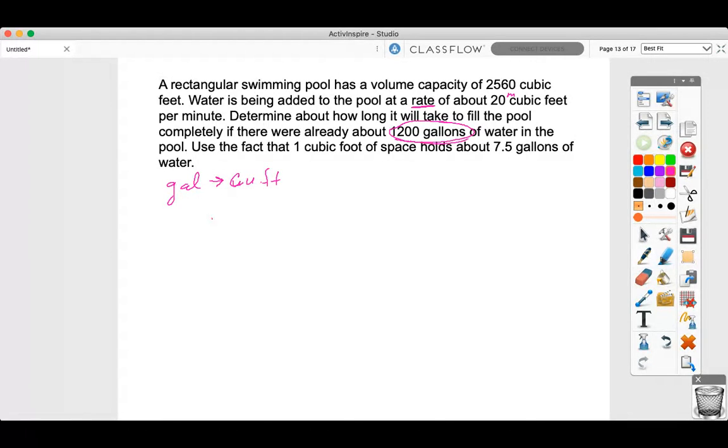Okay, let's do that first. So 1,200 gallons, put that over 1. Well, not equals. So 1,200 gallons, and I want to multiply that by, let's see, I want cubic feet, so 1 cubic foot is about 7.5 gallons.